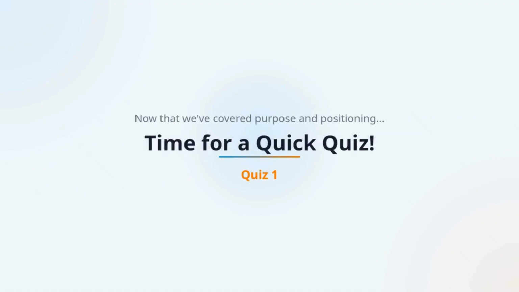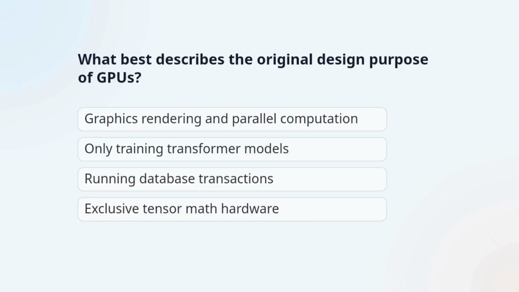Now that we've covered purpose and positioning, let's test what we've learned so far. Here's quiz number 1. See if you can get it right. Question 1. What best describes the original design purpose of GPUs?